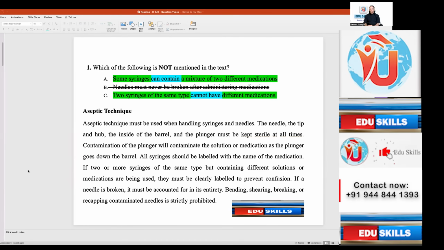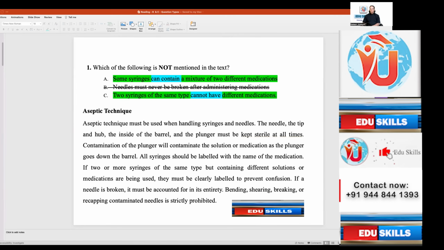All syringes should be labeled with the name of the medication. If 2 or more syringes of the same type but containing different solutions or medications are being used, they must be clearly labeled to prevent confusion. If a needle is broken, it must be accounted for in its entirety. Bending, shearing, breaking, or recapping contaminated needles is strictly prohibited.